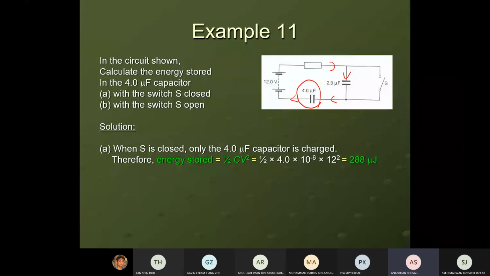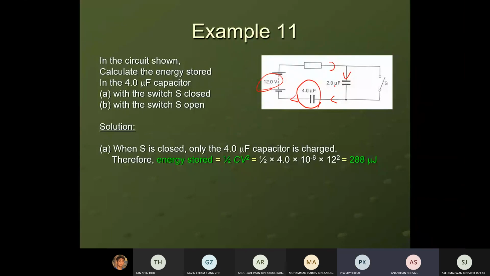Is the 4 microfarad now going to use the full 12 volt? You can't use 12 volt because the voltage will now be shared by the 2 microfarad. The 2 microfarad and 4 microfarad are going to share the 12 volt. Who takes more voltage? Anyone? Does the big capacitor take more voltage or does the small capacitor take more voltage?